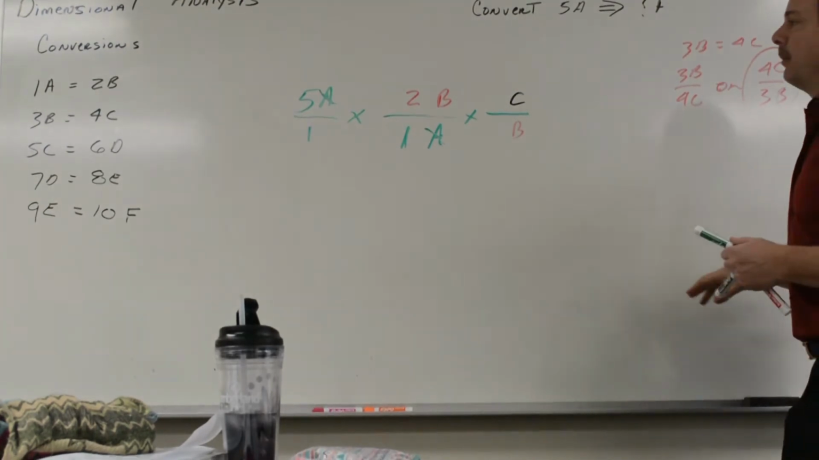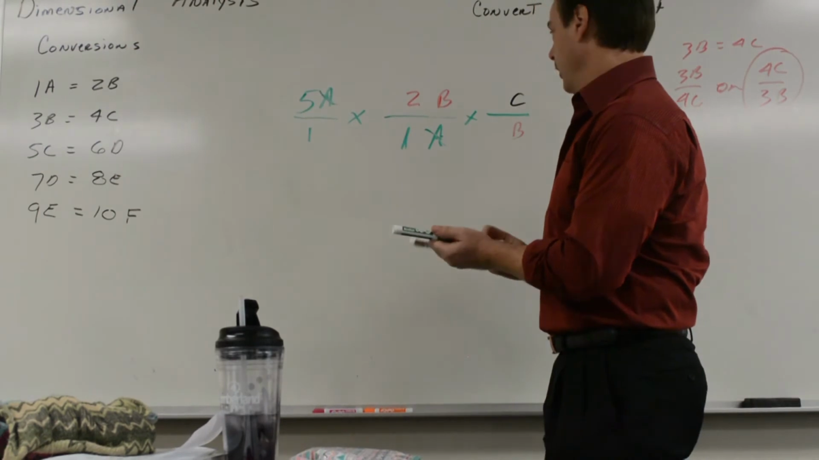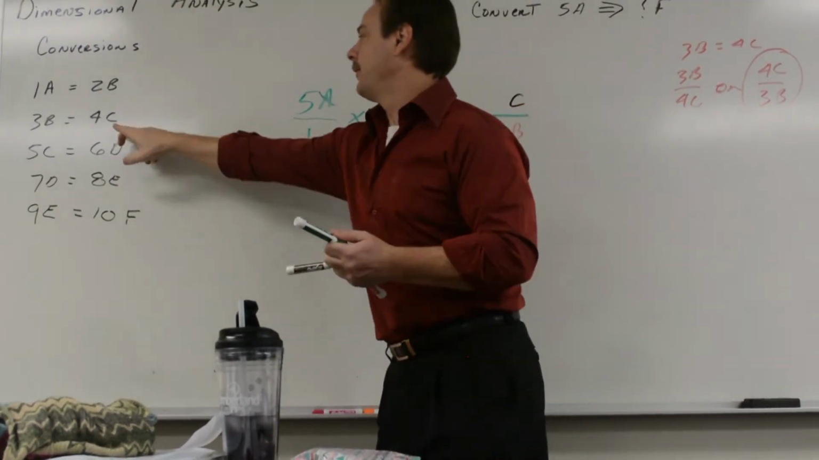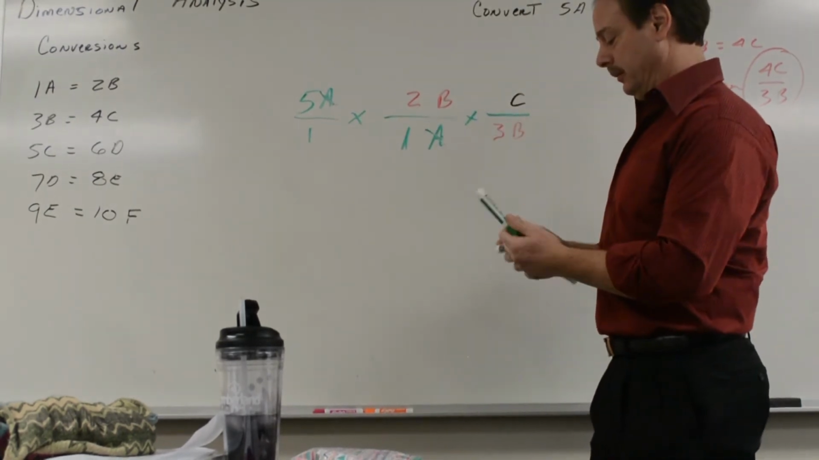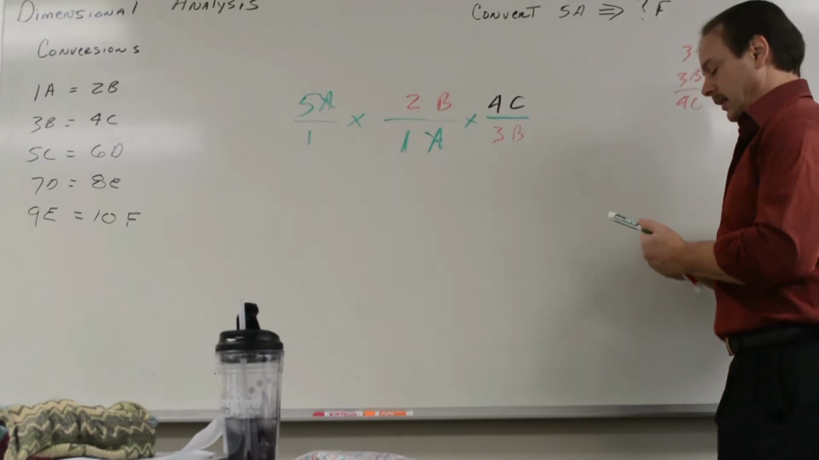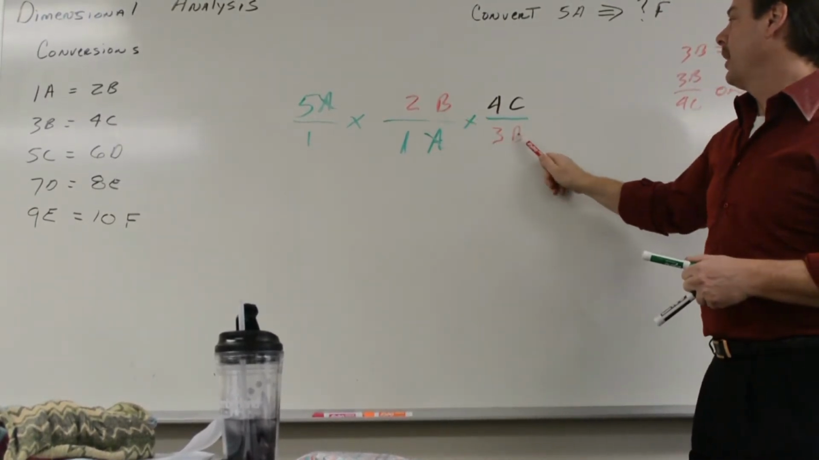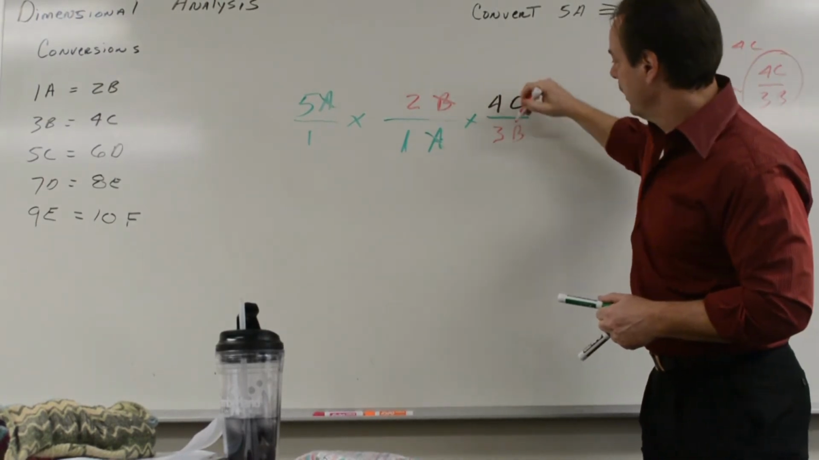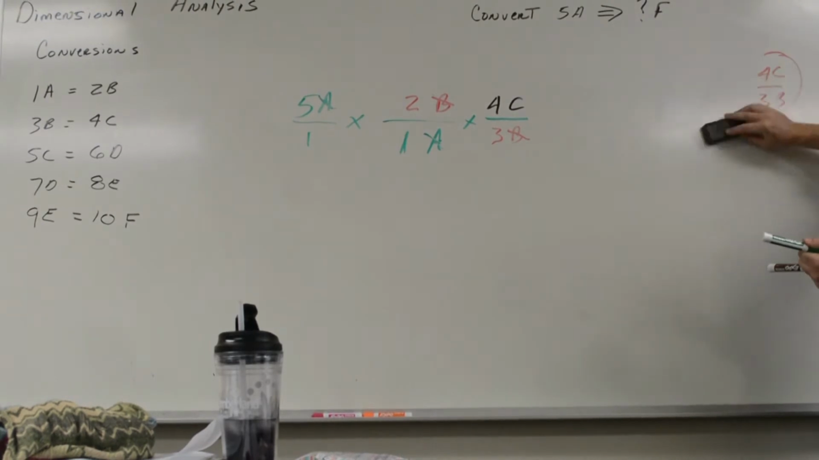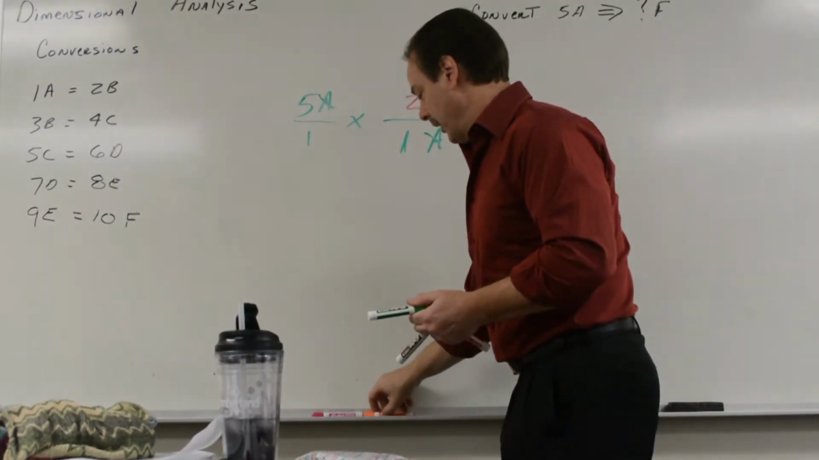Okay, now how many do I have? Over here I got 3B, so over here I'm going to put 3B. Over here I have 4C, so over here I'm going to put 4C. Now, I notice I have my B units in my numerator and my B units in my denominator. My B units cancel. Okay. Now I go to my next ratio.